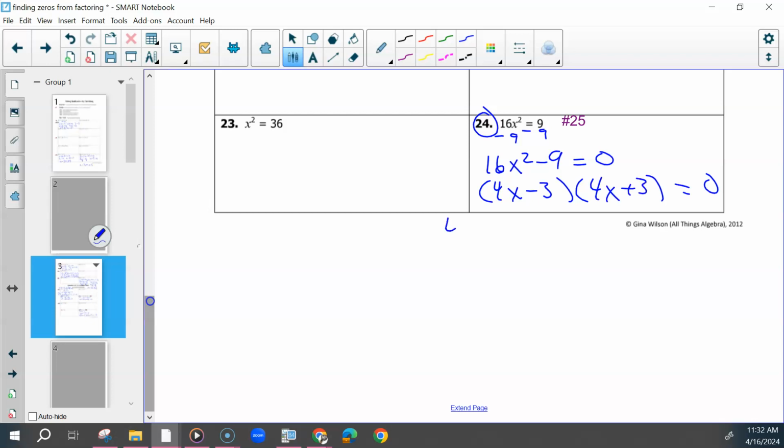So then set both of those equal to 0. If you wanted to solve one of them, since you know they're going to be the same, that's fine. If you want to still solve both, that's also fine. Go ahead and solve that and tell me what your two solutions are. So it should be a fraction. There we go. Plus or minus 3/4, or you can put 3/4 and negative 3/4.